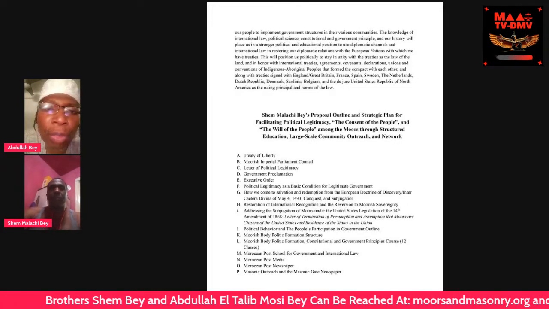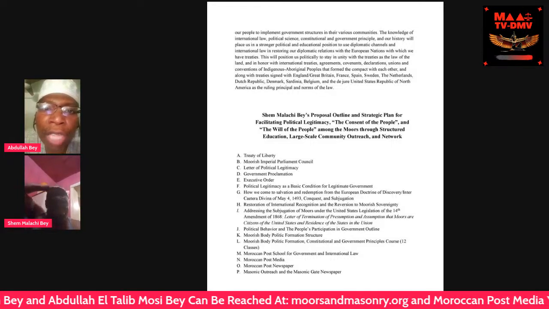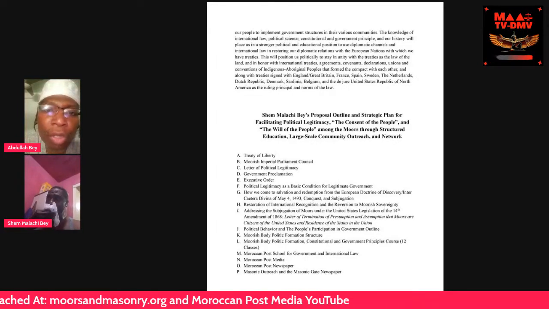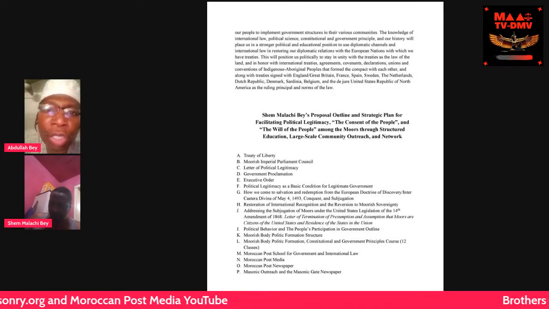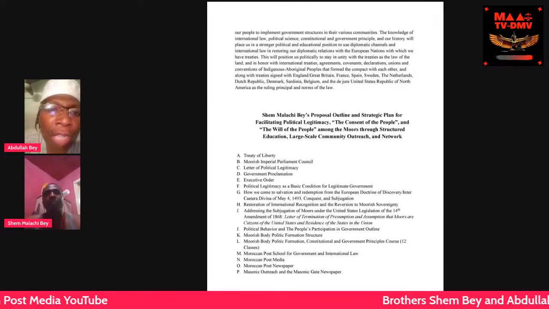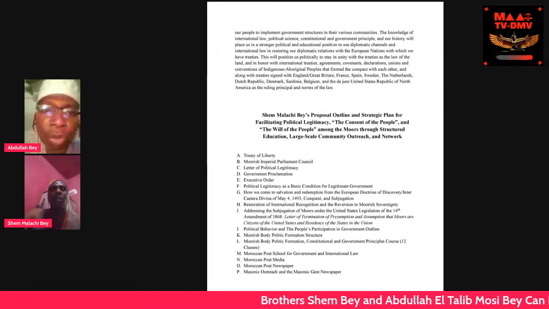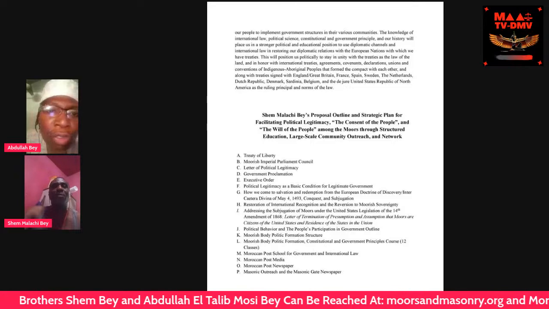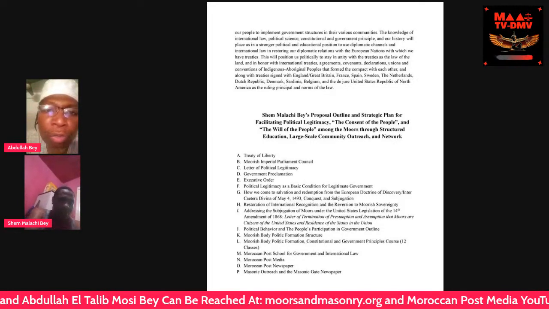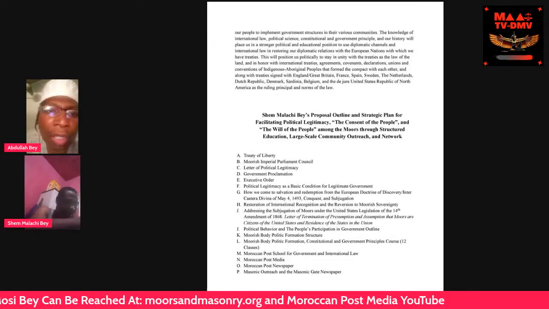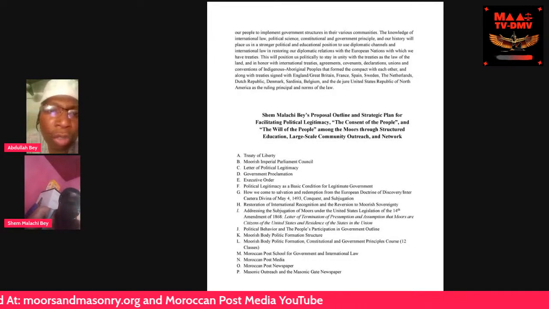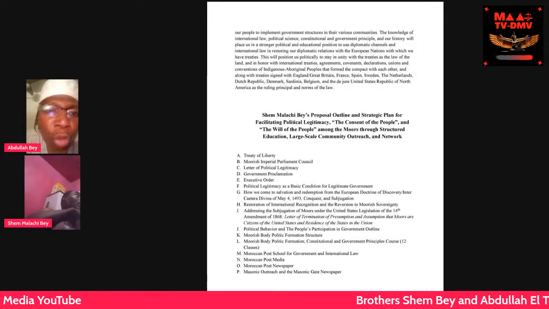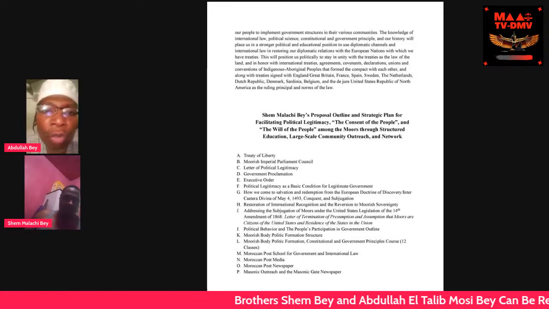This will position us politically to stay in unity with the treaties as the law of the land and in honor with international treaties, agreements, covenants, declarations, unity, unions, and conventions of indigenous aboriginal peoples that form the compact with each other, and along with treaties signed with England, Great Britain, France, Spain, Sweden, the Netherlands, Dutch Republic, Denmark, Sardinia, Belgium, and the joint United States Republic of North America as the ruling principle and norms of the law.